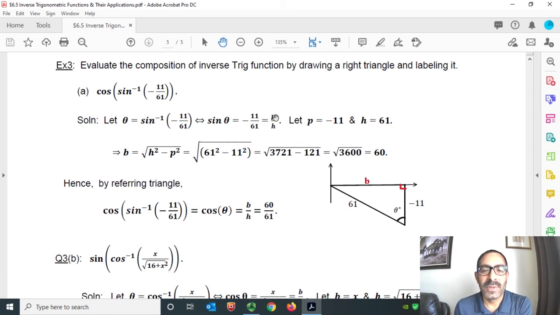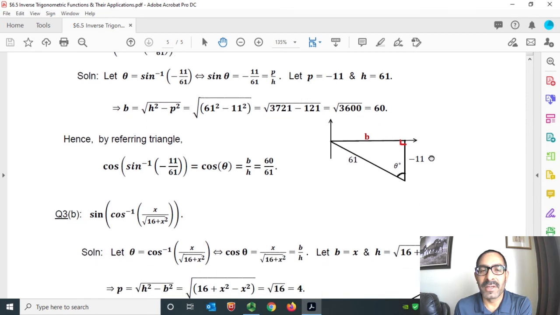So then P turns out to be -11, hypotenuse turns out to be 61. Then using the Pythagorean identity, we can easily find the value of the base of that right triangle. So here the base equals radical h squared minus p squared. Put h equals 61, p equals -11, and simplify. It turns out that the base is 60.